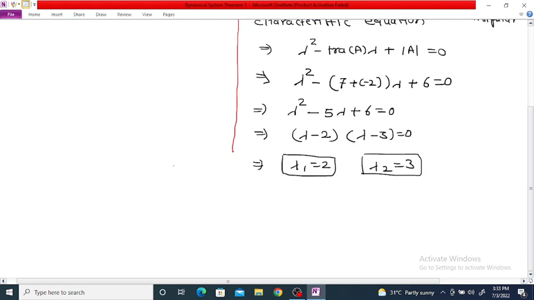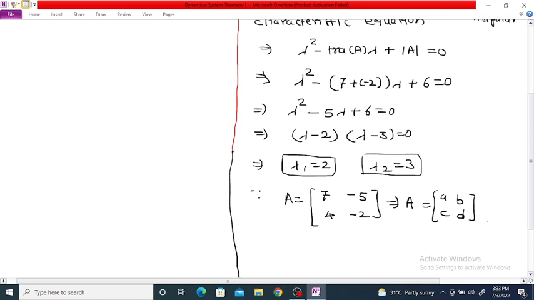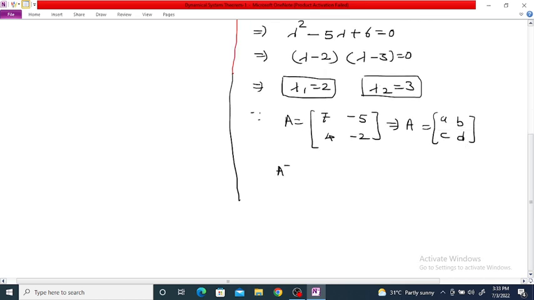Now since A is equal to [7, -5; 4, -2], then A inverse: if A is equal to [a, b; c, d] is the given matrix, then A inverse is equal to 1 by determinant of A times the matrix with diagonal entries interchanged, that is d, a, and the sign changed for the non-diagonal entries, minus b, minus c.